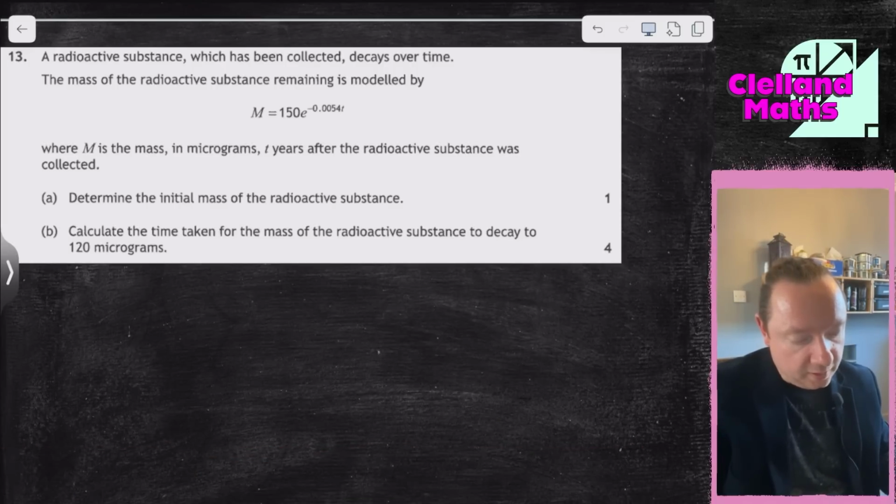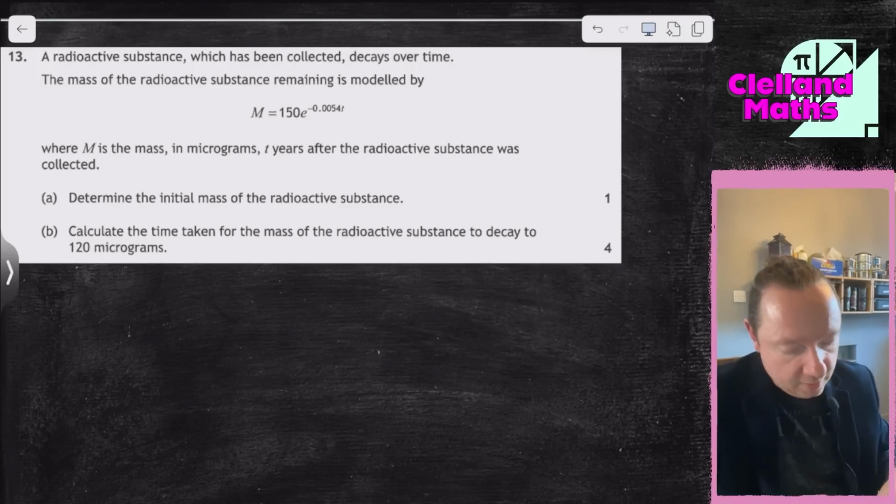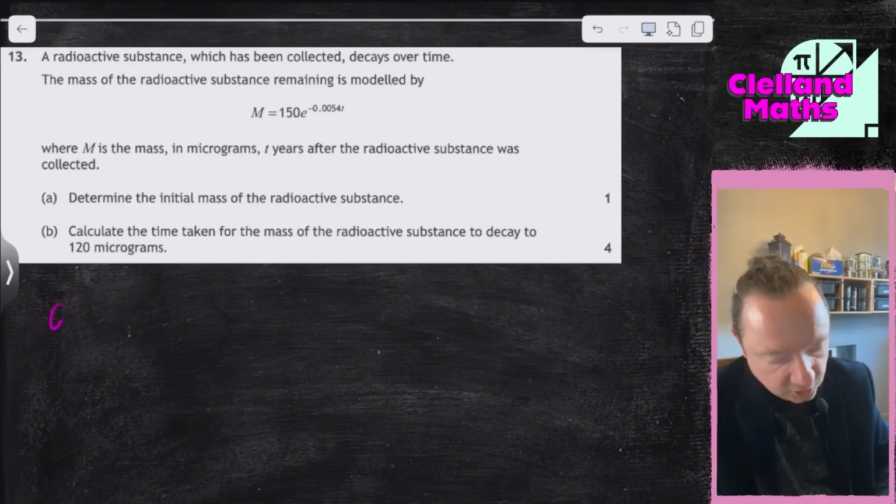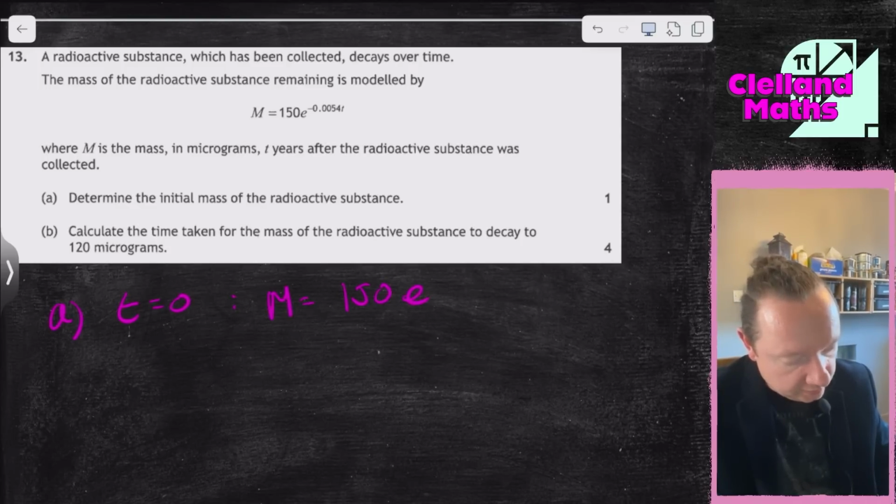A radioactive substance has been collected, decays over time, and the mass is given by m equals 150 e to the minus 0.0054 t, where m is the mass and t is the years after the radioactive substance is collected. Find the initial mass of the substance. Initial means t equals 0, so m equals 150 e to the minus 0.0054 times 0. That's 150 e to the 0. Well, e to the 0 is just 1, so that's 150. It says it's in micrograms, I think. Yeah, so I'll just write micrograms to be on the safe side.